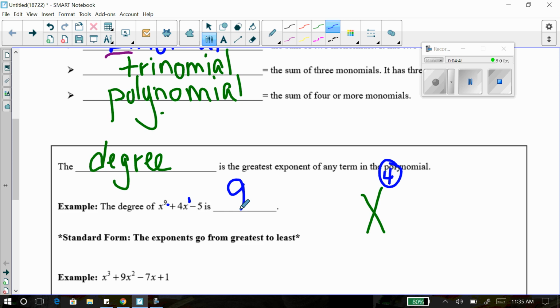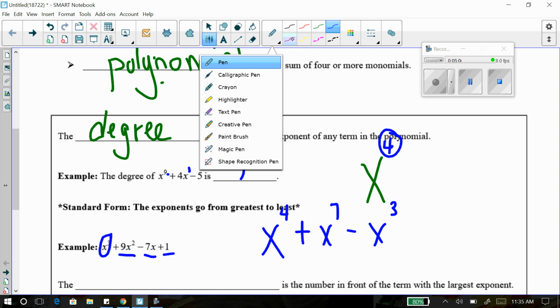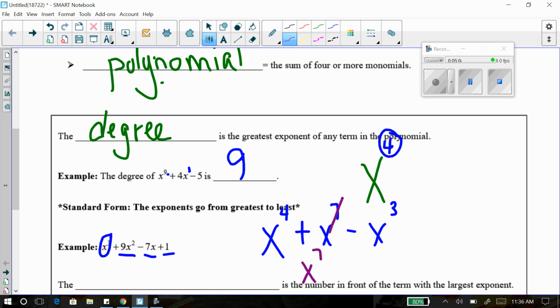Remember, though, that you have to put your polynomial in standard form, meaning it has to go from the biggest exponent down to the smallest exponent. This is not in standard form. To put it in standard form, we would do x to the 7th first, then x to the 4th, then minus x to the 3rd. It has to go from biggest exponent to smallest exponent. 7, 4, 3.